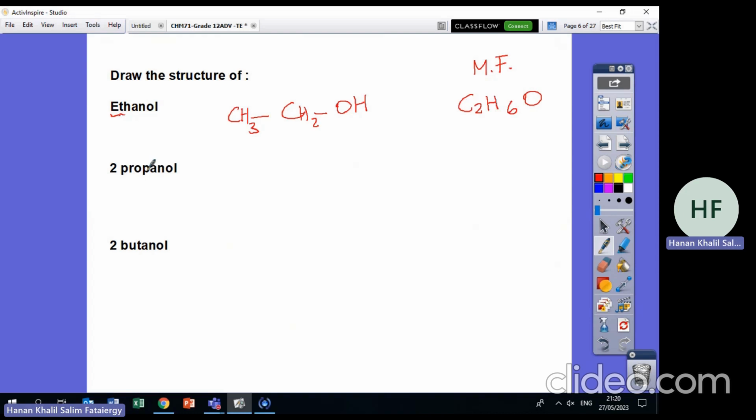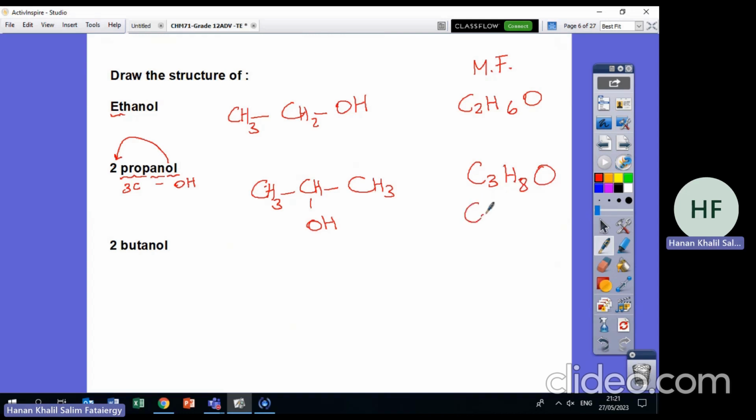Now 2-propanol. Prop is 3 carbons. An means single bond. Ol means OH. Where is the OH? At carbon number 2. So we have 3 carbons, and at carbon number 2, we have OH. Okay, now let's put the H's. This is 3, this is 1, this is 3. So the formula will be C3H, 3 plus 1 plus 3 plus 1. This is 8, and O. Some people like to write it like this: C3H7OH. Okay, both of them are right.